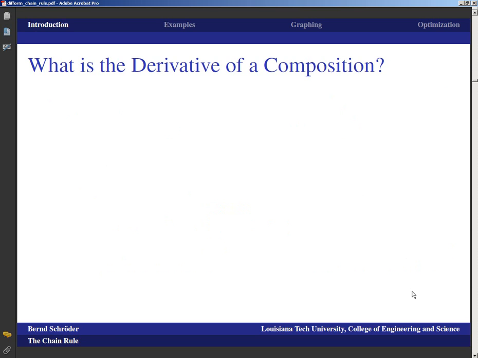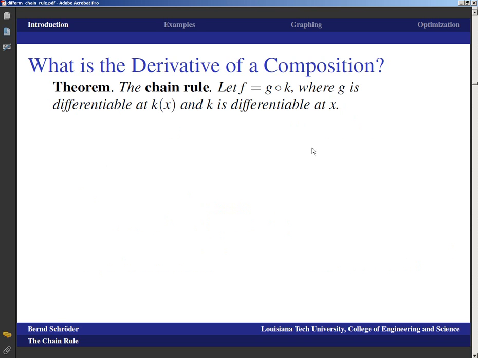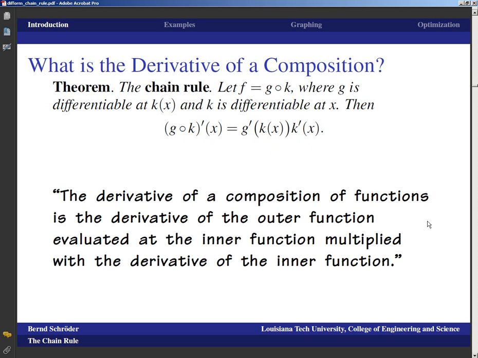Think about it for a little bit, but the upshot ultimately is that the derivative of a composition is given by the chain rule. So if a function is g composed with k, where g is differentiable at k of x and k is differentiable at x, then the derivative of g composed with k at x is g prime of k of x times k prime of x. Or verbally, the derivative of a composition of functions is the derivative of the outer function evaluated at the inner function, that's this part right here, including the parentheses, times the derivative of the inner function, which is this k prime of x here.